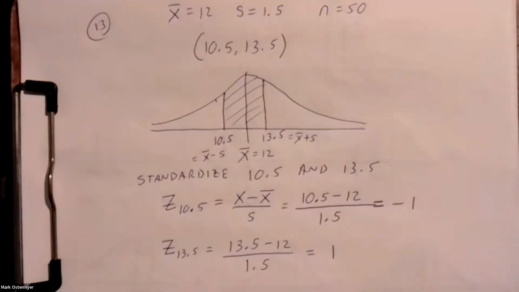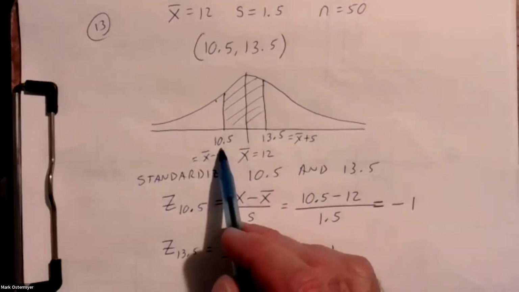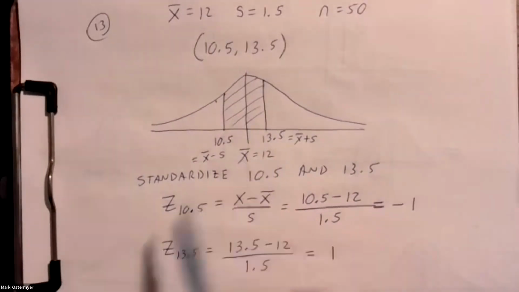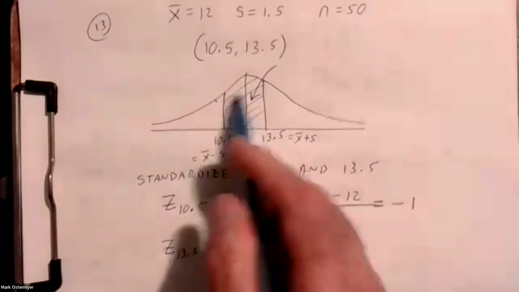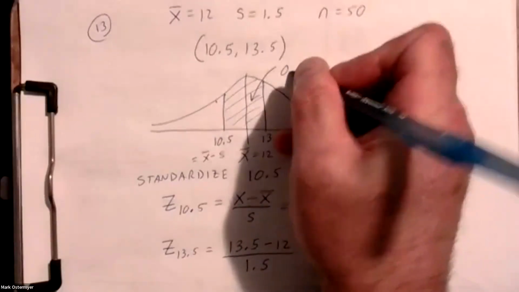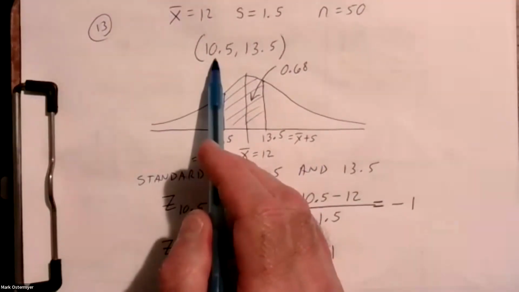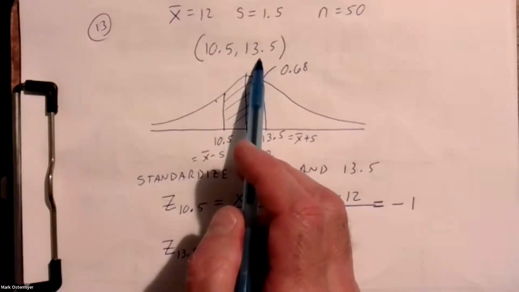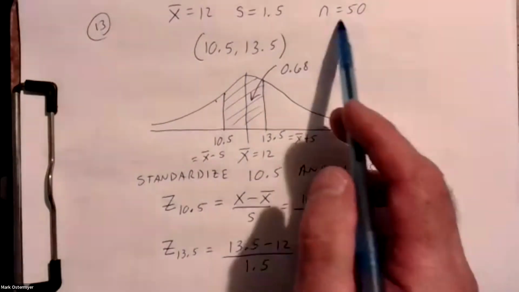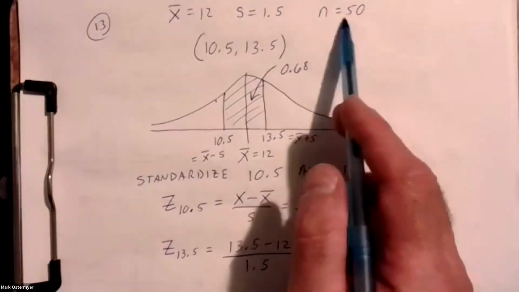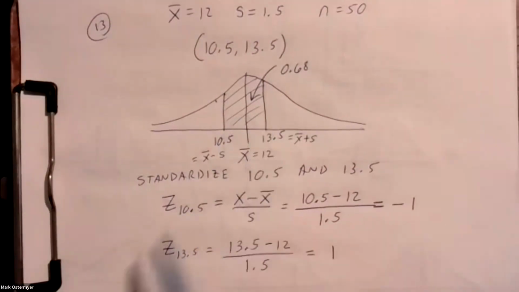What does the empirical rule predict would be the percentage of observations that lie in that interval? Do you remember from the empirical rule? 1 standard deviation either side of your mean. The empirical rule predicts that we will have 68% of our observations. That's the area of this shaded region, because these endpoints are 1 standard deviation below to 1 standard deviation above our mean. This is the 68% interval. So of these 50 observations, we would expect 68% of them to lie between 10.5 and 13.5.